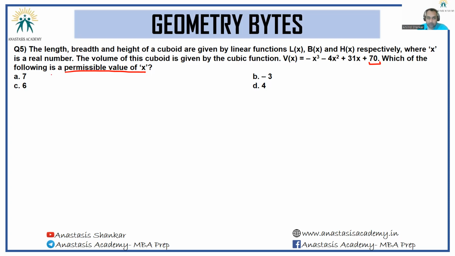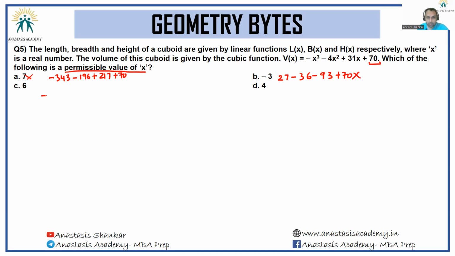So for 7, I will get minus 343 minus 196 plus 217 plus 70. Hopefully you can see net result will be negative. So this cannot be the answer. Let us look at minus 3. So I've got 27 minus 36 minus 93 and plus 70. Again, this will get me a net negative result. So this is not valid, should not be the answer.